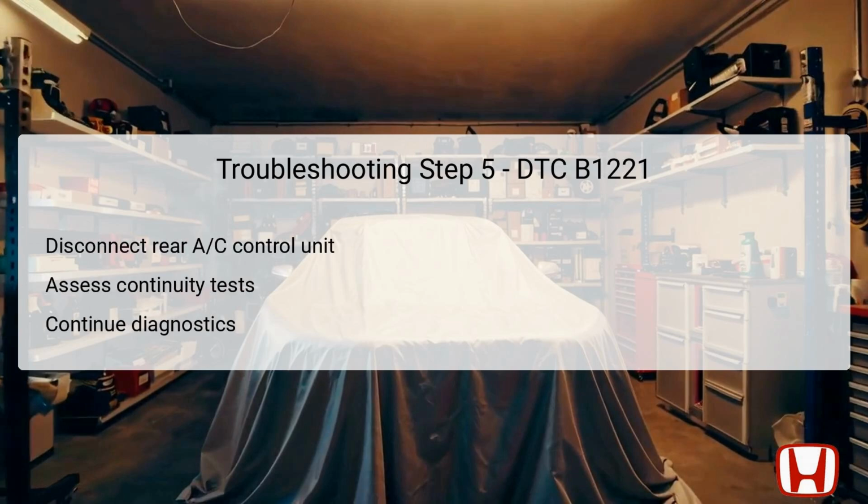To further isolate the issue, disconnect the rear AC control unit connector A, 12P. This step ensures you can independently verify the operation of the connections without interference from the AC control unit. With both connectors disconnected, proceed to perform continuity tests between the corresponding terminals of the rear AC control unit and the rear mode control motor connectors.